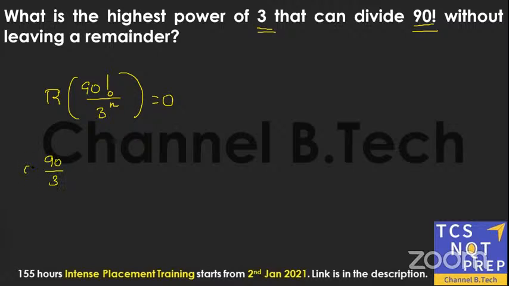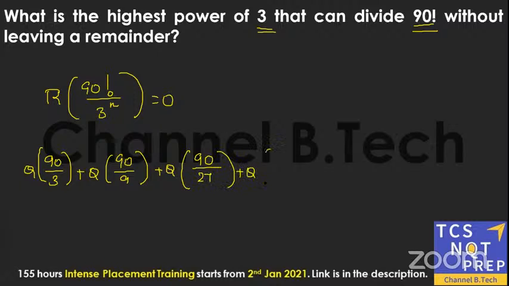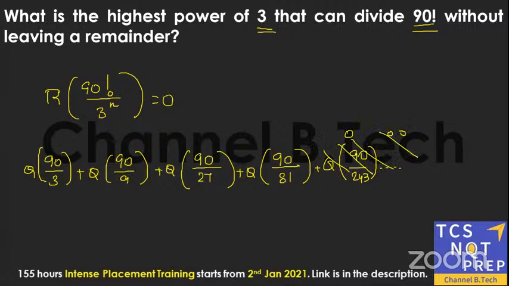90 by 3, that is the quotient of 90 by 3, plus the quotient of 90 by 3 square, that is 9, plus the quotient of 90 by 3 cube, that is 27, plus the quotient of 90 by 3 power 4, that is 81, plus the quotient of 90 by 243. From this point onwards, all these values will be 0, right? So no need to consider these. So stop at this point and just take the values.